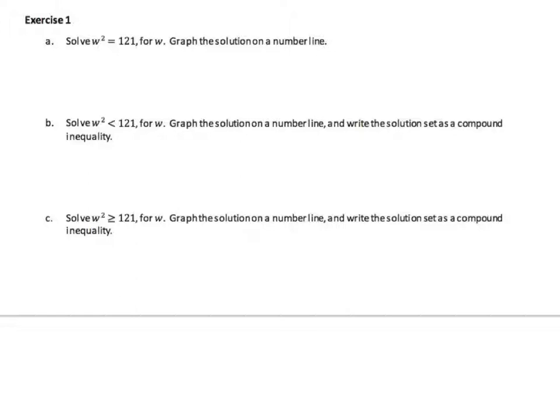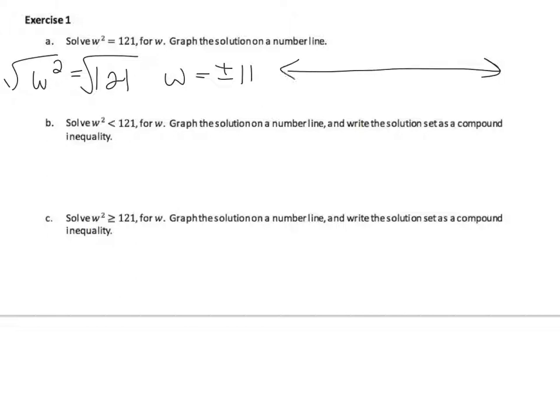I have solve w squared equals 121 for w, and then graph the solution on a number line. With this one, I've got w squared equals 121. If I take the square root of both sides, that gives me w equals plus or minus 11. We have to take into account the positive and the negative. I'm going to fudge the graph just a little bit. And I'm equal to, so I've got a dot there and a dot there.